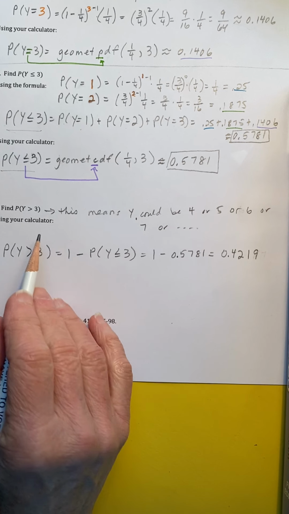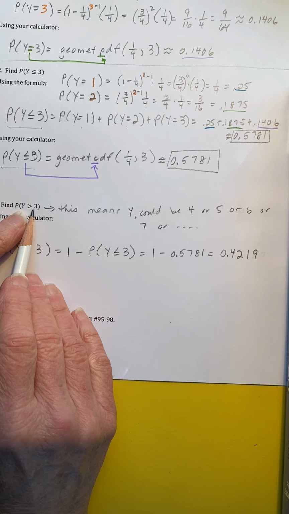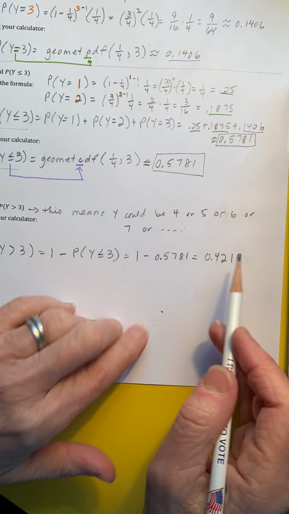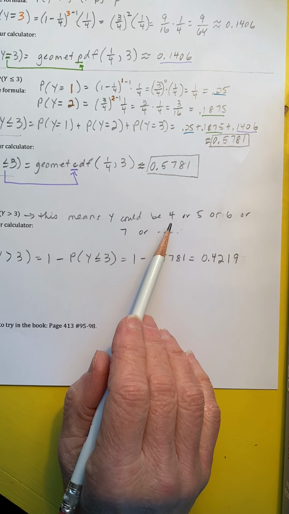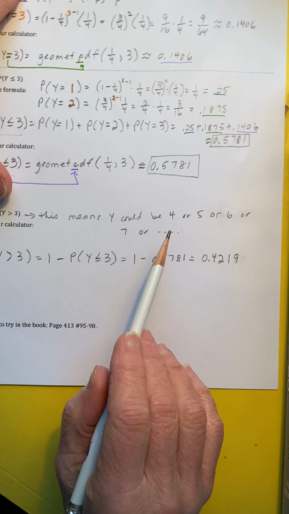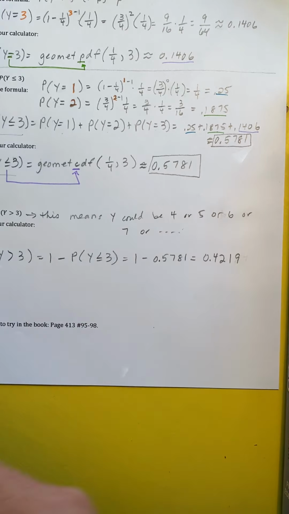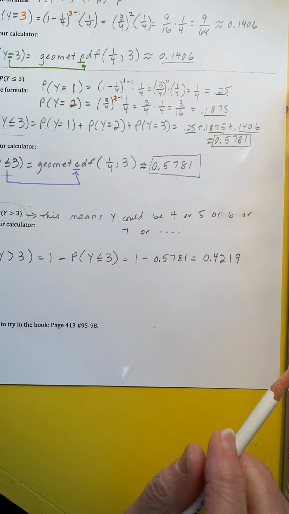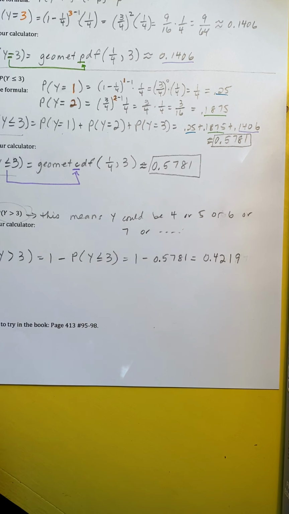Now, let's look at this last one. What's the probability that y is greater than 3? What this means is y could be 4 or 5 or 6 or 7. Or in other words, it took 4 or more rolls to get a 4. But it doesn't stop at 4. You could keep rolling and rolling and rolling. This probability takes into account all the possible outcomes of taking a lot of rolls, basically, more than 3 before you ended up getting a 4.